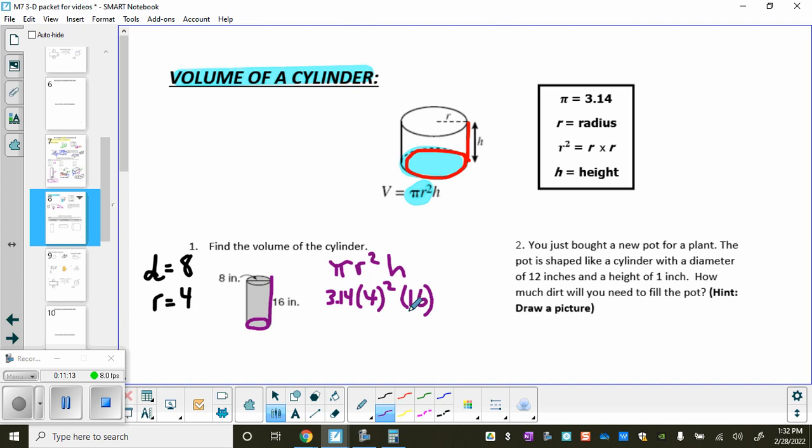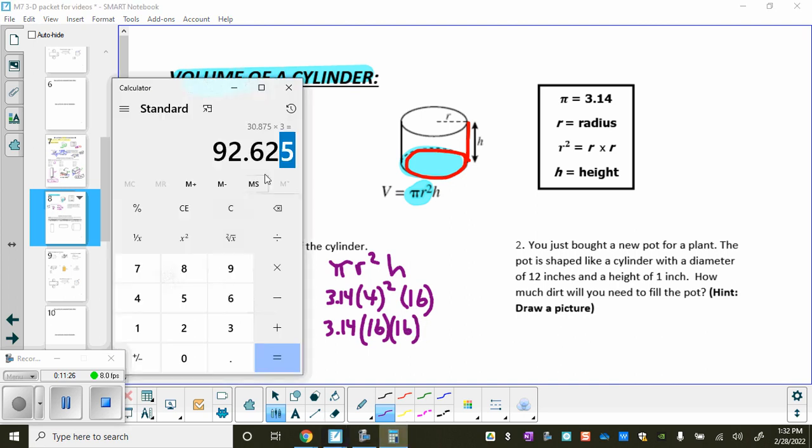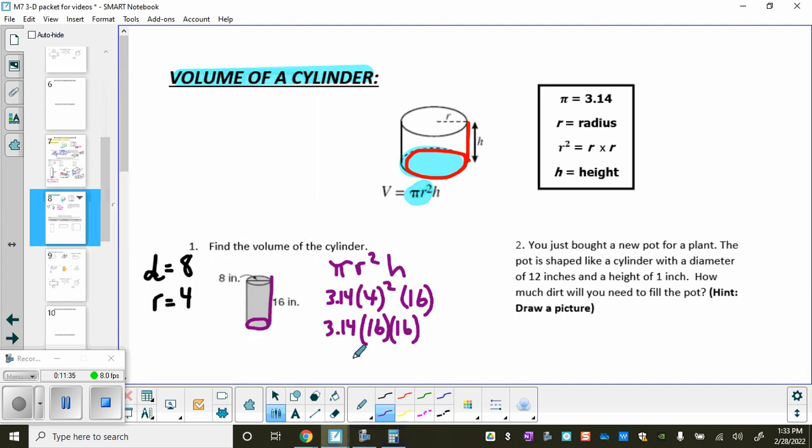Now we just got to be careful to do the 4 squared first. PEMDAS says take care of your exponents first, so we get a 16. Cool, then we're going to multiply that by a pi, and then we multiply by the height, which is 16. So 3.14 times 16 times 16. So 803.84 is the volume of this cylinder. And that was inches, so cubic inches.